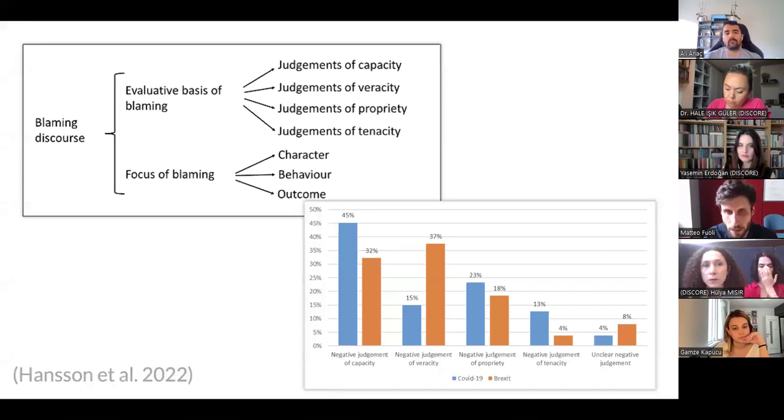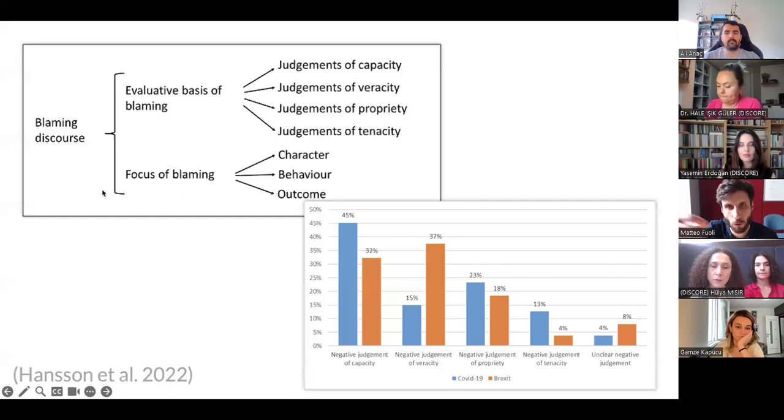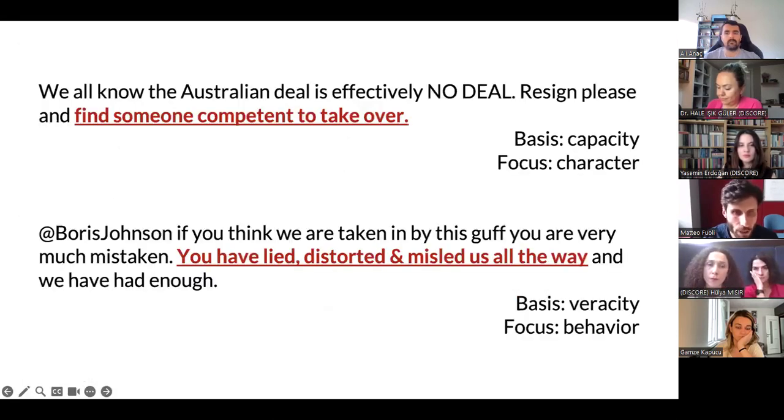And essentially, we found that blaming strategies used by people on Twitter can be described in terms of two key dimensions: the evaluative basis of blaming, so what the politician is blamed for, whether it's their lack of competence or lack of sincerity or unethical behavior or their lack of tenacity, and the focus of blaming, so whether the Twitter user was criticizing the politician for what they're doing, or their behavior, or for their character, or for the outcome of their actions.